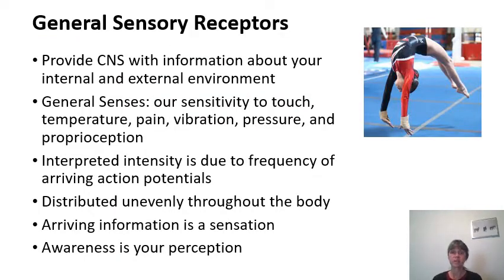When we look at general sensory receptors, these are important because they provide our central nervous system with information about what's going on around us as well as inside us. So we have information that's internal and external. Our general senses are those that help give us sensitivity to things like touch, temperature, pain, pressure, vibration, as well as proprioception. Remember, proprioception is that information about where your body is in space.